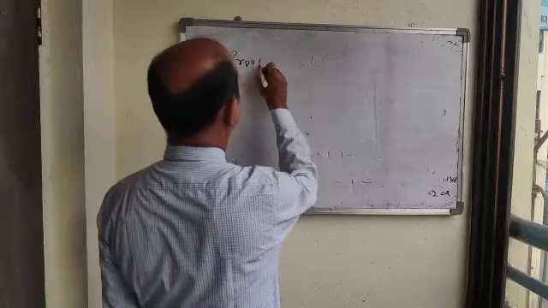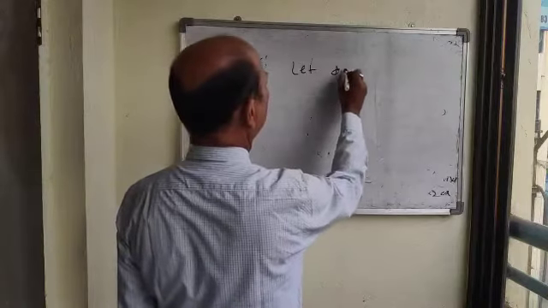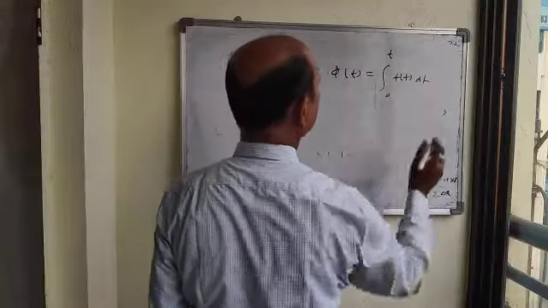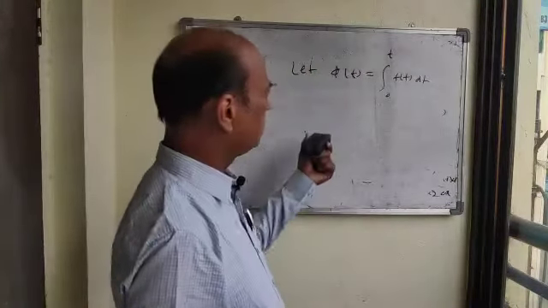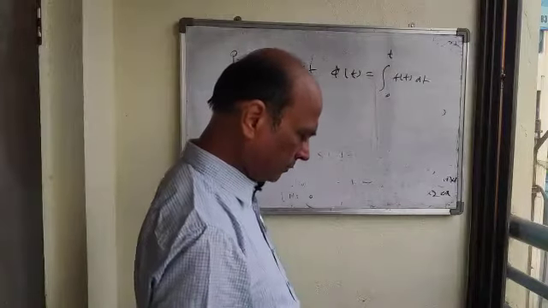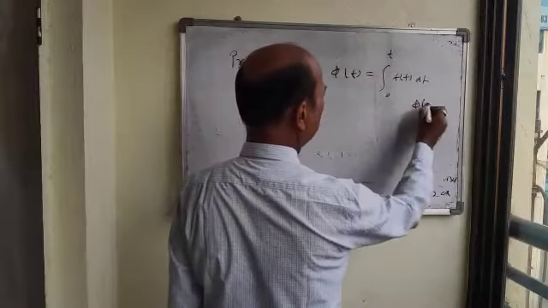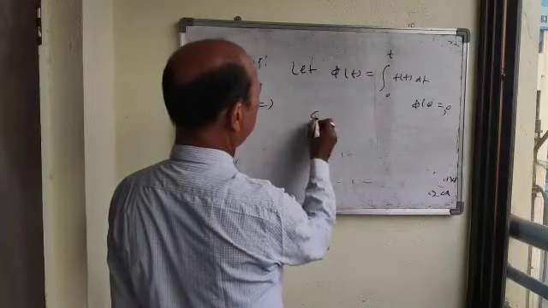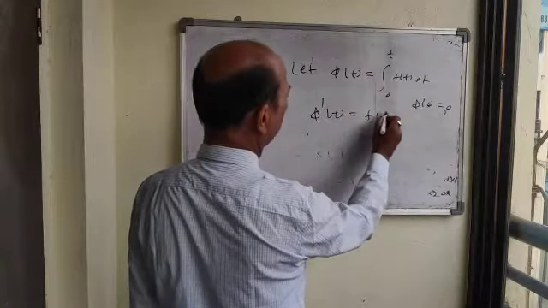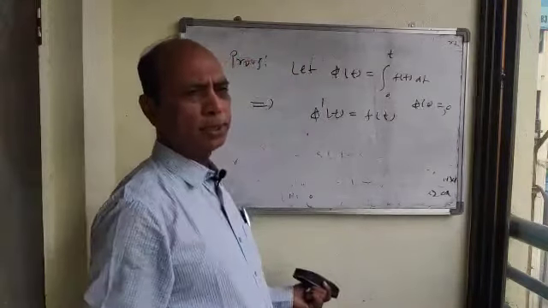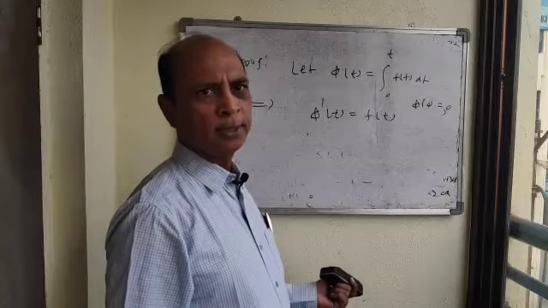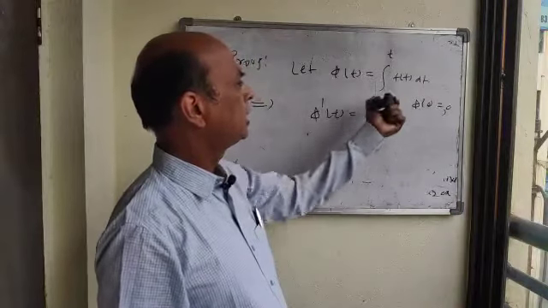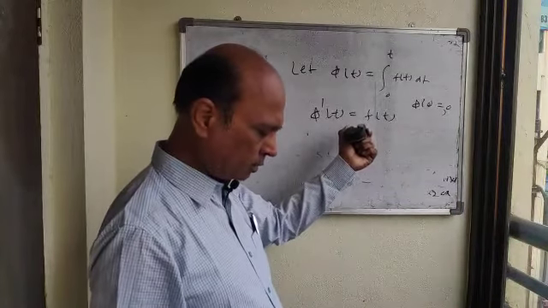Proof for this: let phi of t be equal to the integration from 0 to t of f of t dt. We have assumed phi of t is the integration from 0 to t of f of t dt, and phi of 0 is equal to 0. Then phi dash of t is equal to f of t, because we know that derivative and integration are reverse processes. Integration means the antiderivative. So the integration of this derivative is equal to f of t. So phi dash of t is equal to f of t.